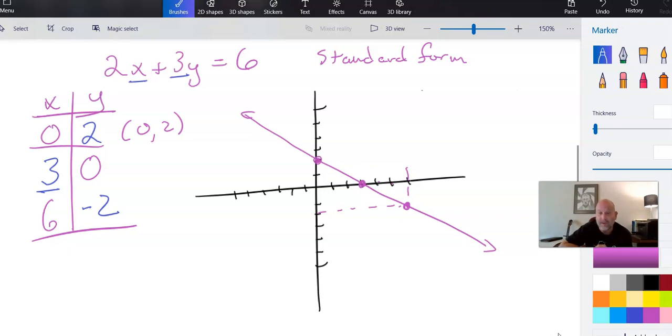Now, you may go through and find different points for this. If you have different points, you should still get the same line, because no matter which points you find, they're all going to be points on the line that's defined by that equation. So it doesn't matter which points you find, as long as they're on the line, you'll get the same solution. You'll have the same line as a solution when you're done. Okay, so let's go ahead and clear this one off.